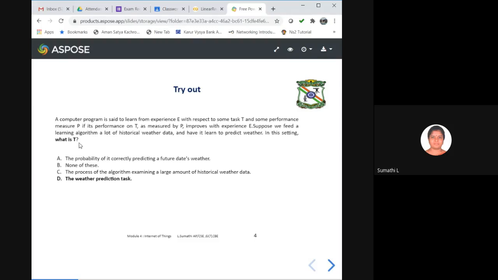Now, the question is: I want a learning algorithm, and I have a lot of historical weather data, and from that I have to predict the weather, right? Here, what is my task? I have a learning algorithm to which I give a lot of historical data, and from that I want to predict the weather. Here, what is T? T is your task. What is your task? The task is weather prediction.